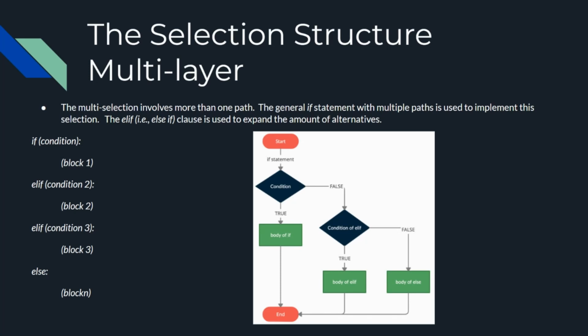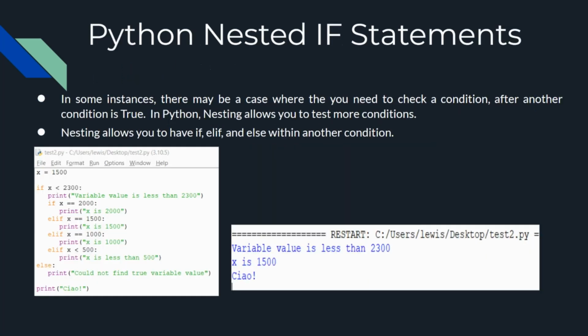In Python, the elif clause, which stands for else if, is used to expand the number of alternatives. The if statement with n alternative paths has the general form if, then elif, then else. It is possible to use many combinations of if, elif and else statements to create your desired outcome. You can nest the code blocks as many levels deep as needed to perform the required condition checks.